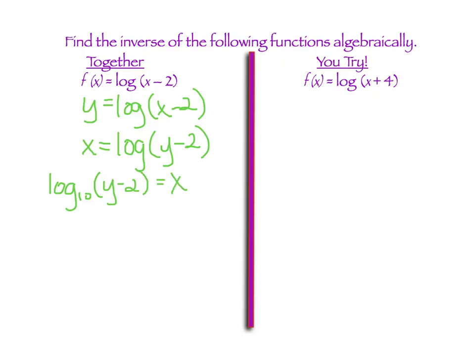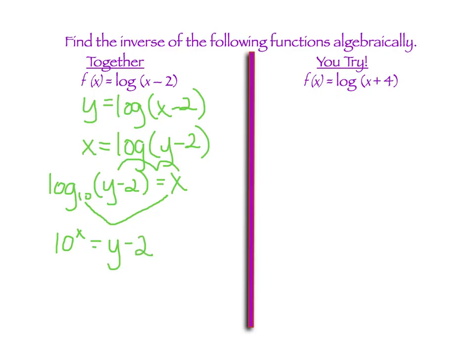Now that we've done that, we can write this as an exponential equation. And for those of you who are my students, we said, okay, you take the base times the exponent, and that's going to equal y minus 2. So it'll look like this. 10 to the x power is equal to y minus 2.